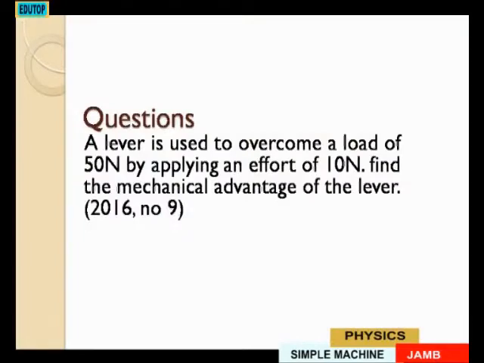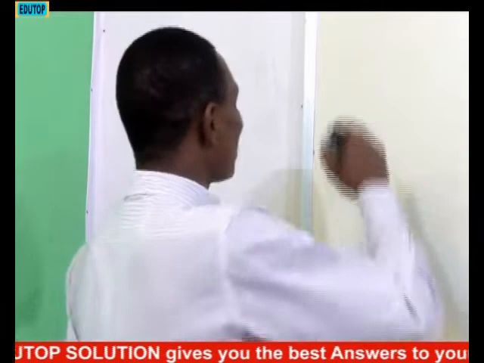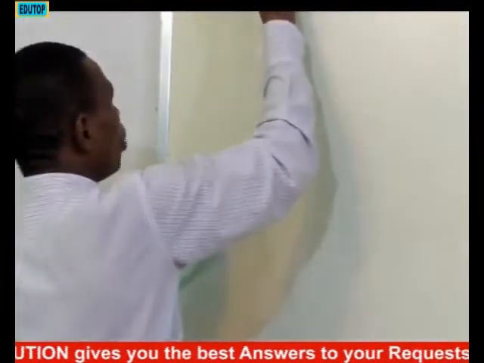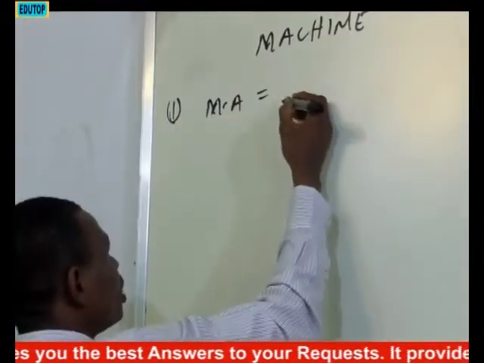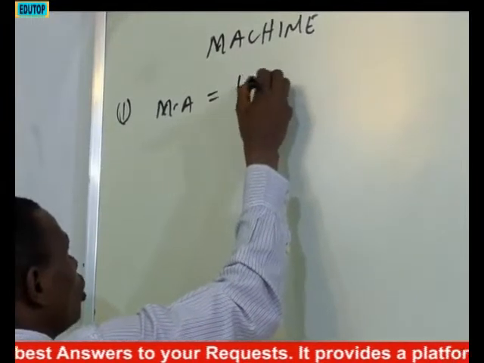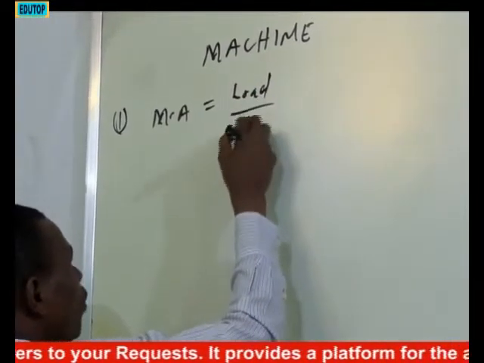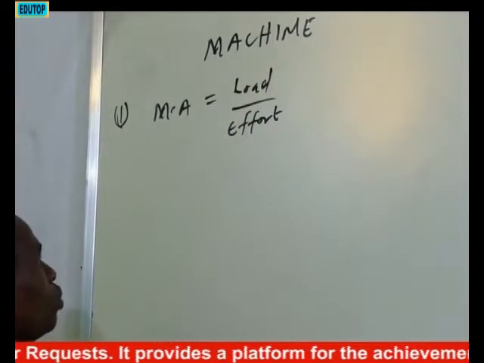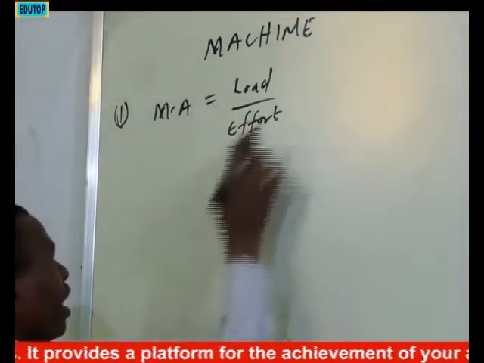A lever is used to overcome a load of 50 Newton by applying an effort of 10 Newton. The question says we should calculate or find the mechanical advantage of the lever. The mechanical advantage, MA, is equal to the ratio of load to effort. Just to remind you, mechanical advantage is equal to load over effort.